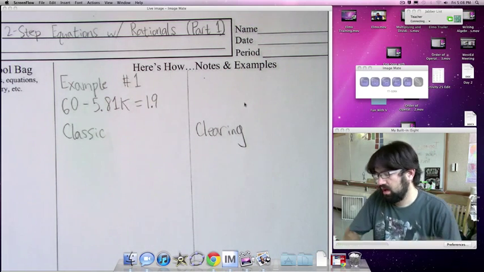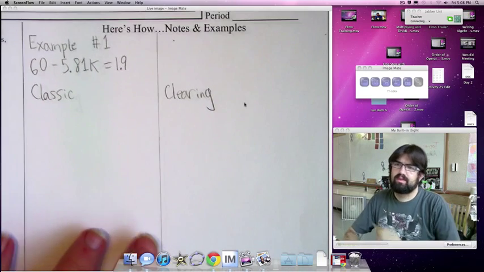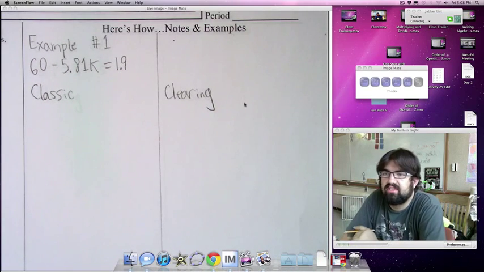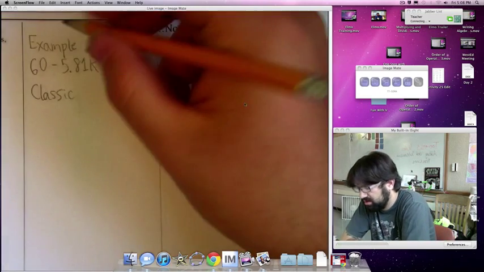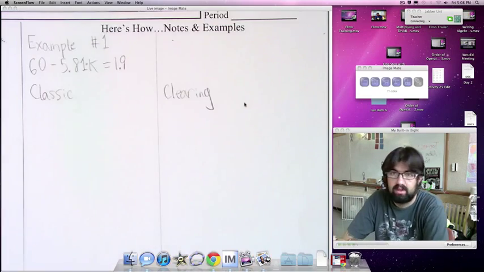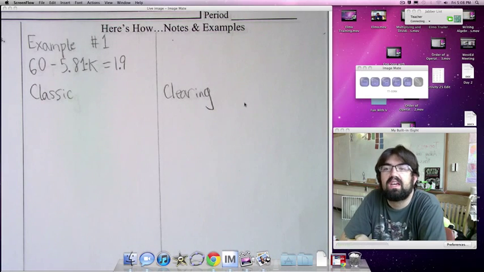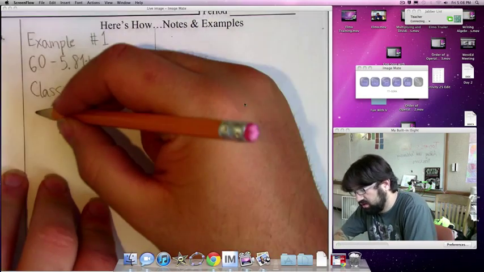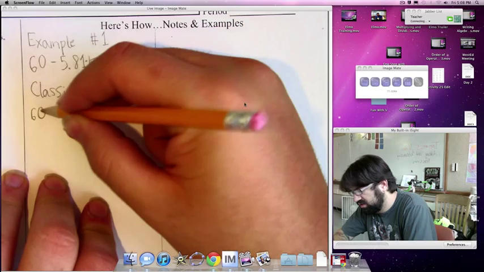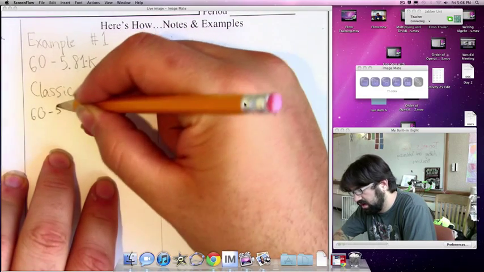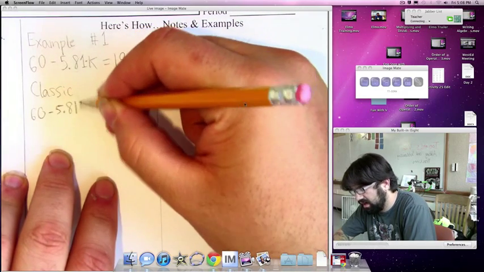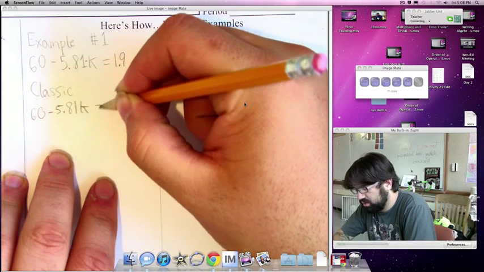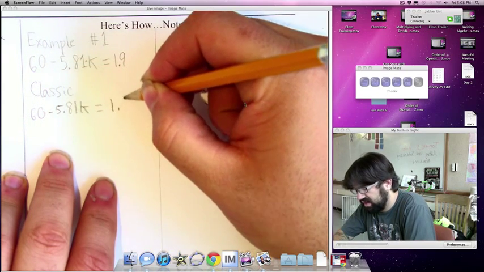Classic number one. My first example is 60 minus 5.81 times k. So remember, that doesn't mean times. There's no number there, so it's automatically times. Is equal to 1.9. So we're going to jump right into the classic first. I'm going to first off write the problem. 60 minus 5.81k is equal to 1.9.